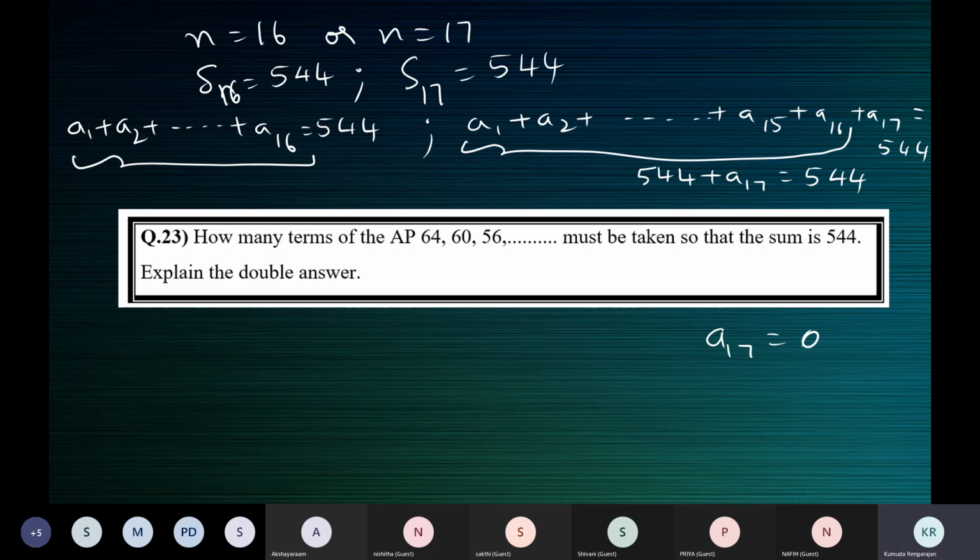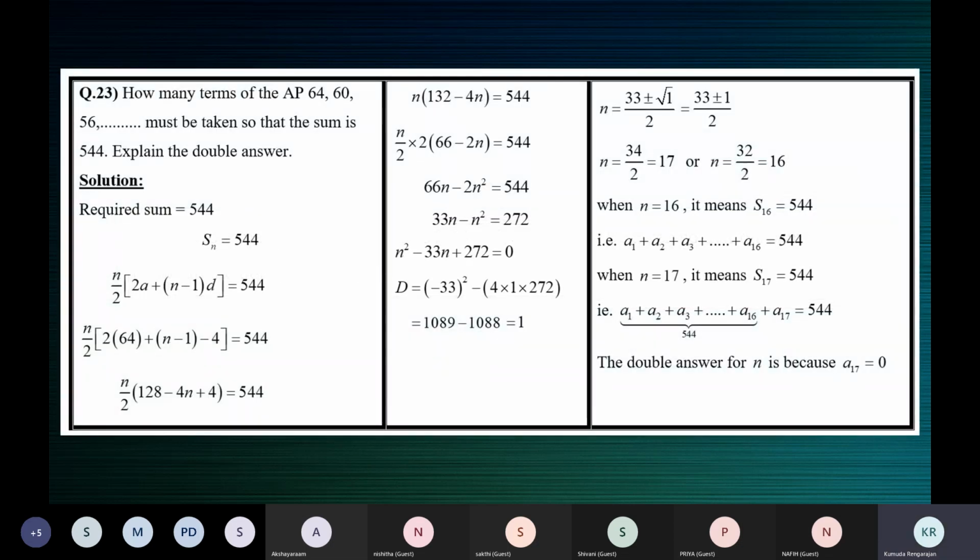So the sum of the first 16 terms is 544. The sum of the first 17 terms also should be 544. That means the 17th term should be 0. Only then you will get the same sum when you find the sum of the first 17 terms. So the explanation for the double answer is because the 17th term is 0. In this AP, the 17th term is 0. That's why we're getting a double answer. Take a screenshot of this slide, children, and complete this. Please take a screenshot.